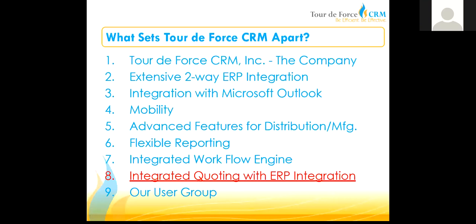Now, over the years, there's been a lot of things that have differentiated Tour de Force. When we talk about our big competitive advantages, we typically focus on these 9 core areas. We're not going to have time to go into all of them today, but you need to be aware of them. Our ERP integration, our Outlook integration, the breadth and depth of our mobile solution, a lot of advanced level features for distribution that you just won't find in a typical CRM, a very flexible reporting engine, a workflow engine, and then what we're going to focus on today, that integrated quoting that is going to interface with an ERP system. And then the last item on the list is our user group.